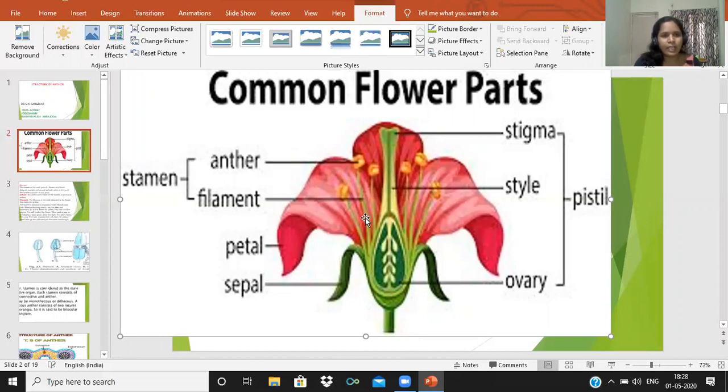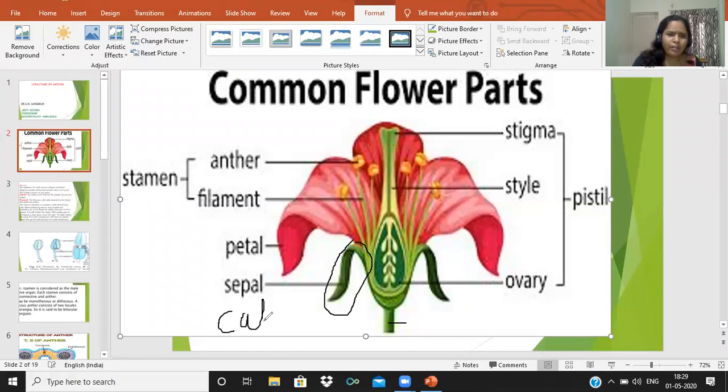The accessory whorls, also known as non-essential, consist of two parts. The first part is the calyx. The calyx is the first and outermost part of the floral whorl, not of the flower, because the first part of the flower is the pedicel.